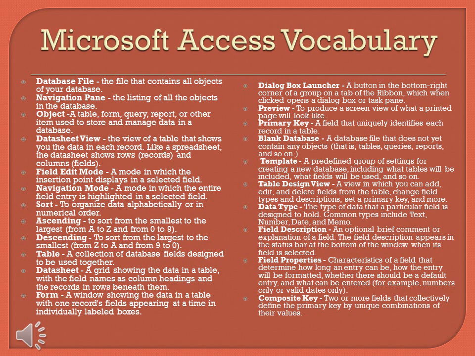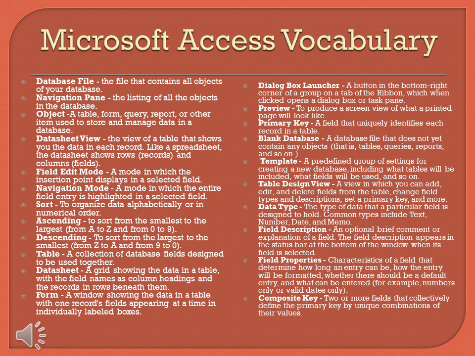You have a field description. This is an optional brief comment or explanation of a field. The field description appears in the status bar at the bottom of the window when this field is selected. You have field properties. These are characteristics of a field that determine how long an entry can be, how the entry will be formatted, whether there should be a default entry, or what can be entered. For example, numbers only or valid dates only.